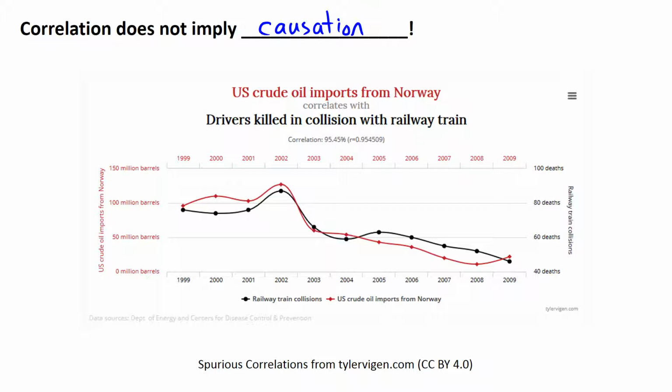So here's one where US crude oil imports from Norway correlates very well with the drivers killed in collisions with railway trains. So does that mean that the decreasing imports of oil from Norway is causing fewer deaths from railway trains? No, I don't think so. It's just random chance that these two things were linked up.